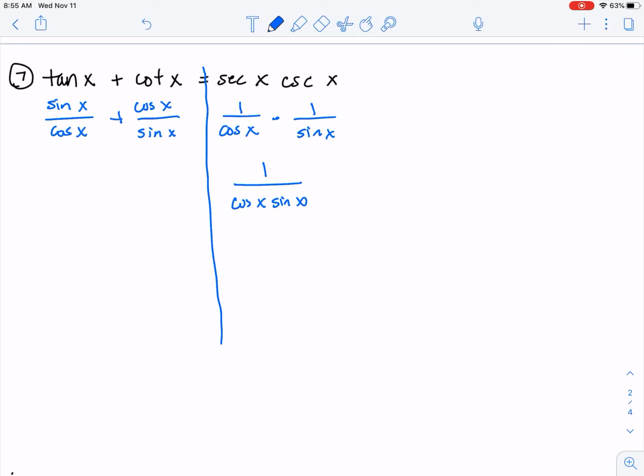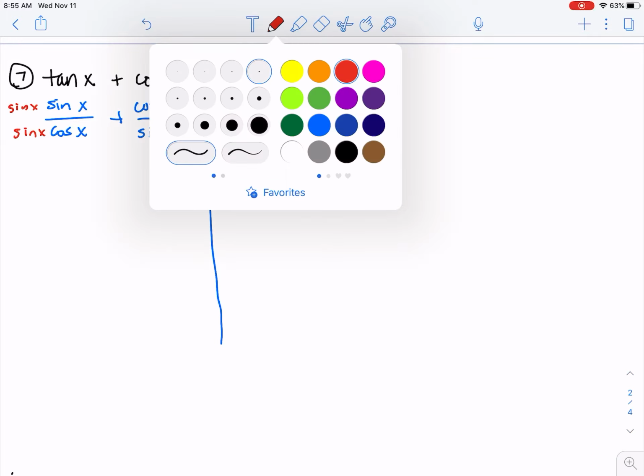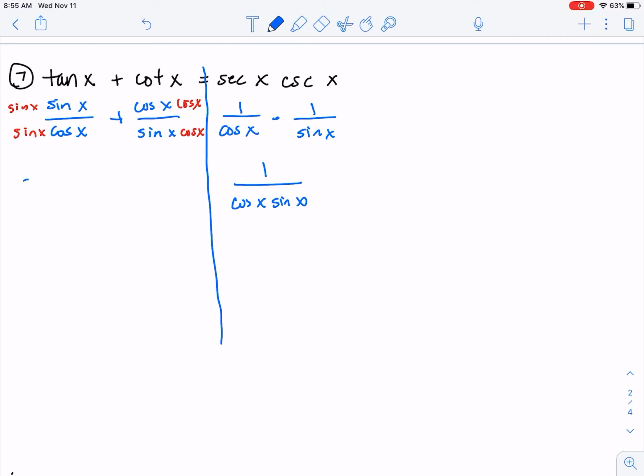I'm adding fractions. In order to add fractions, I need a common denominator. That common denominator is going to be sine x cosine x. So I need to do my multiplication. I got sine x times sine x, that is sine squared x over cosine x sine x, and then plus on the right-hand part of this, cosine times cosine, cosine squared, and then I've got cosine x sine x. Keep in mind you can multiply in either order. That's why the sine of x times cosine of x is the same as cosine of x times sine of x.